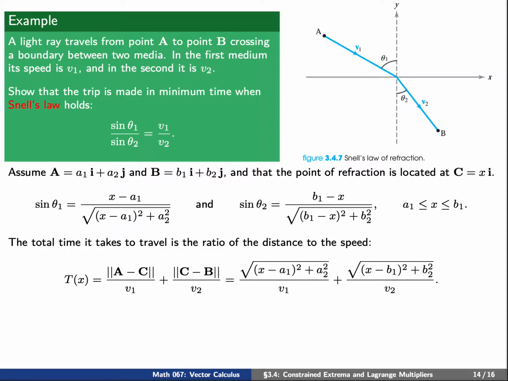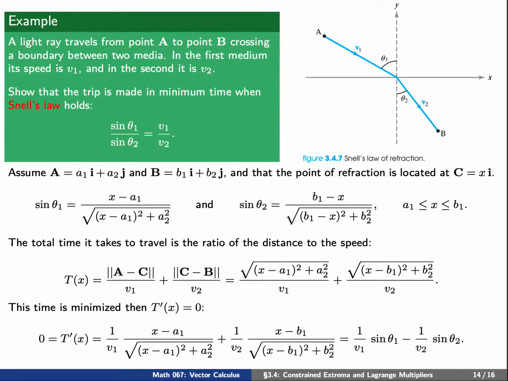Well, going from point A to the middle at point C, we see that the distance is the length from A to C, and the speed is v1. On the other hand, going from the middle at C down to the point B, we see that the distance is the absolute value of C minus B divided by the velocity v2.